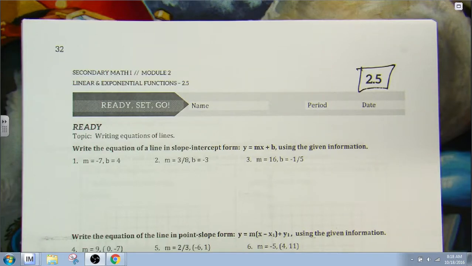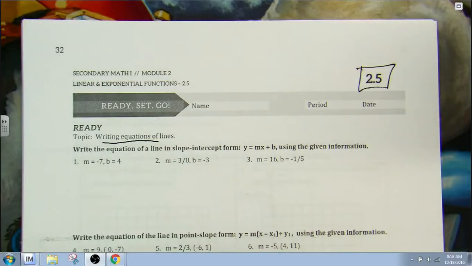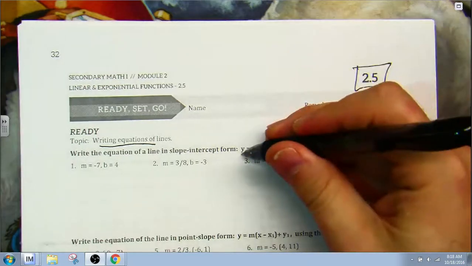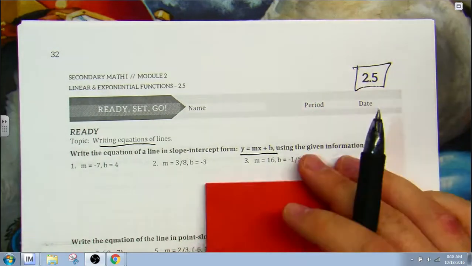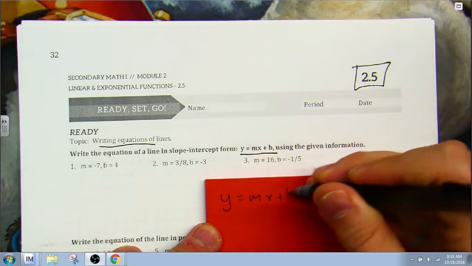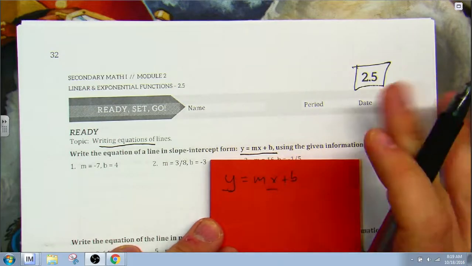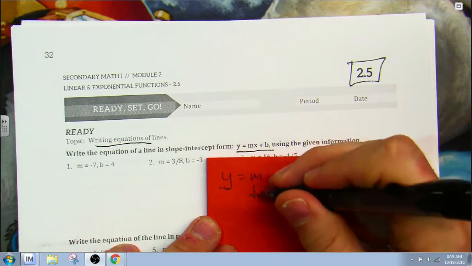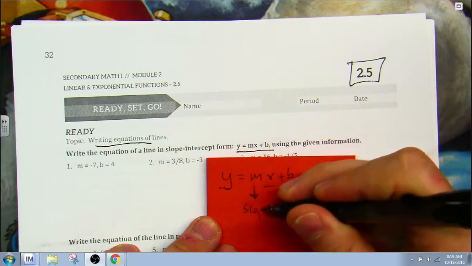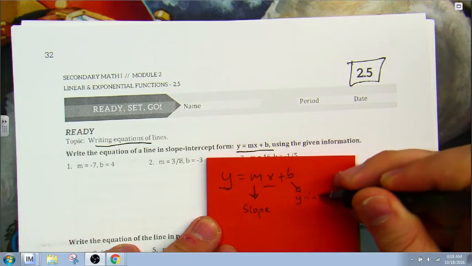We're going to start with this ready section where we're going to be writing equations of lines. Before we even get there, let's make sure we know what we're talking about. It tells us that we have slope-intercept form right here of y equals mx plus b, but let's make sure we know what's going on here. When we have y equals mx plus b, the y and the x are always going to be in that equation. The only thing that's going to change is the m, which is our slope, and the b, which is our y-intercept.